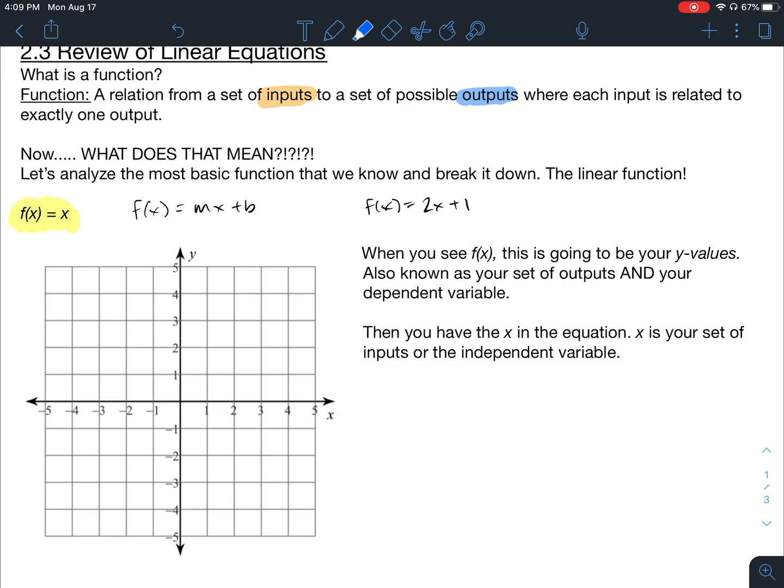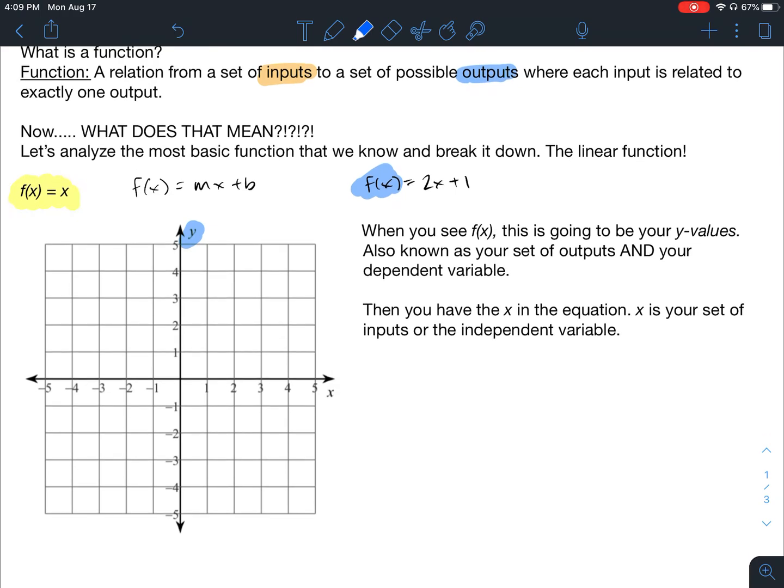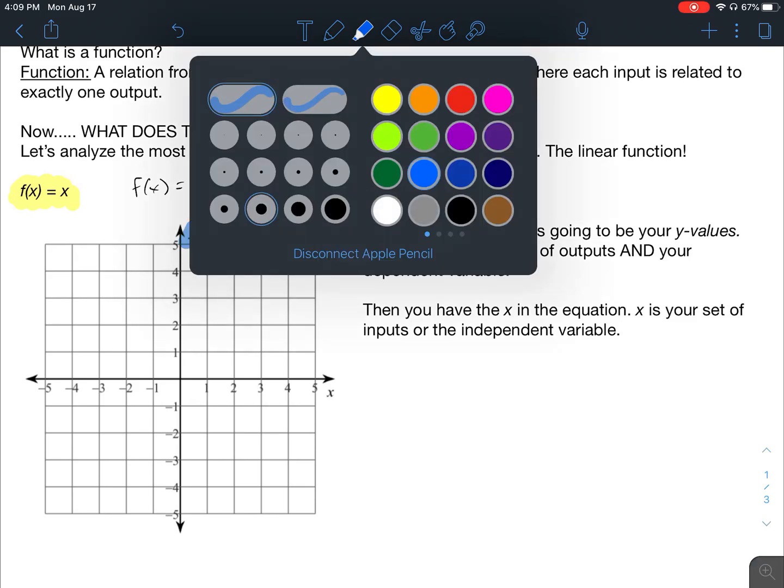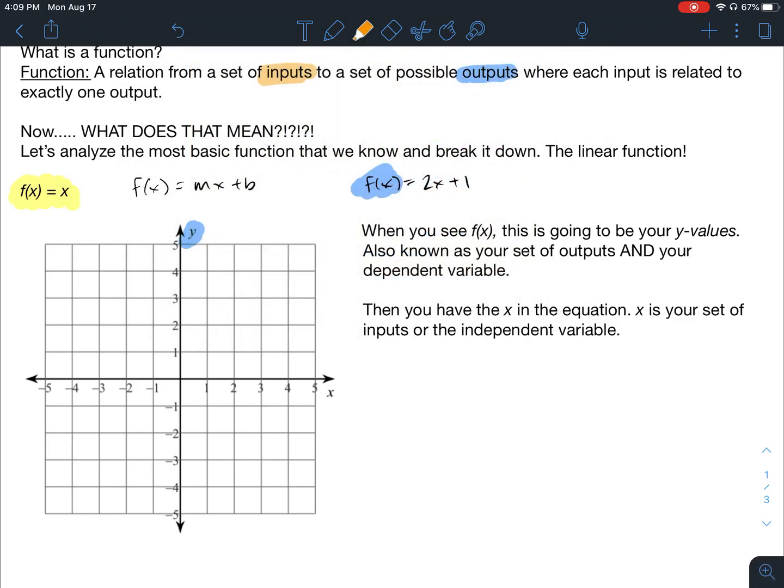Let's go with outputs. What are output values? So when you see f of x, this is going to be your y value, right? We often use y and f of x interchangeably. So this is your output value. And we also refer to it as the dependent variable. And we'll talk about why we call it the dependent variable. And then we have our input value, which is x. So x is our input value, or we call it the independent variable.